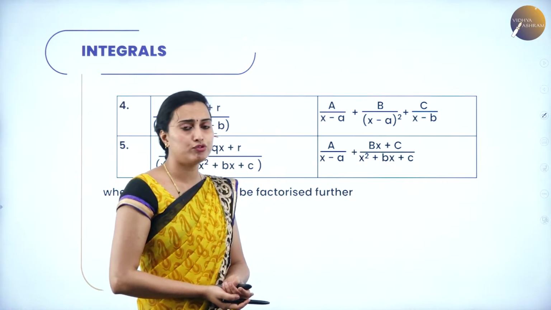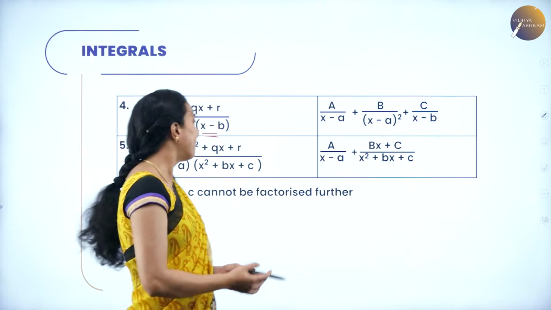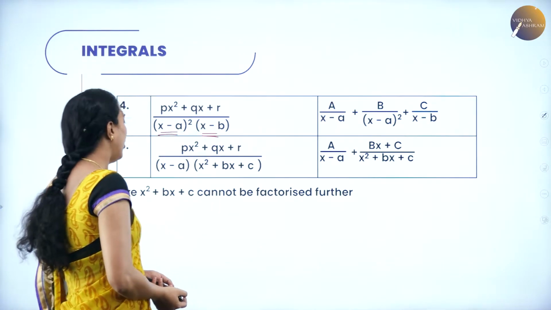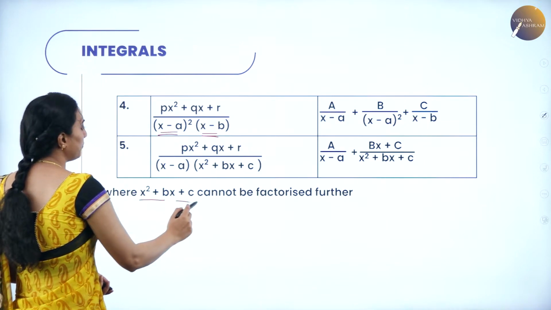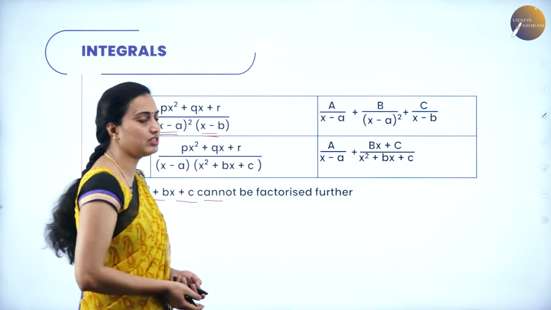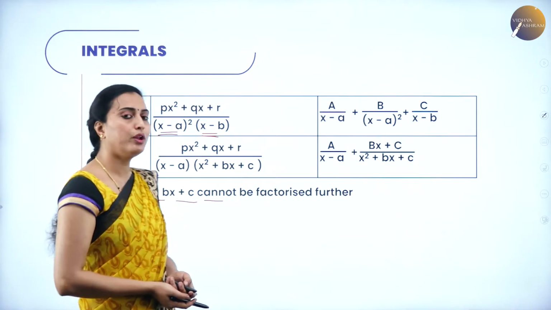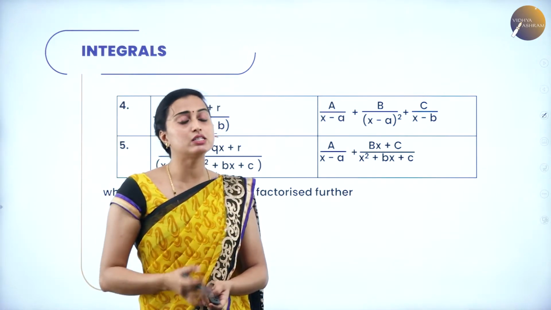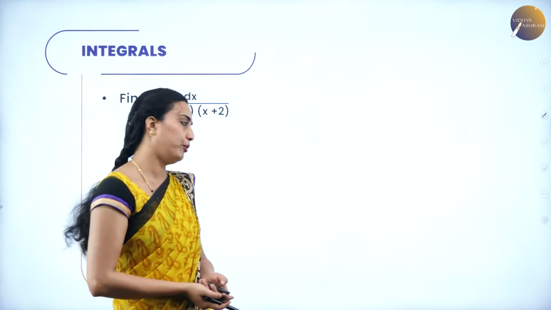So all this you have to remember to solve the problems of partial fractions, dear. And here further, where x squared plus bx plus c cannot be factorized further, there you are going to write it as it is. Understood? So now we'll be moving on to remembering all this partial fraction conversion of problems.